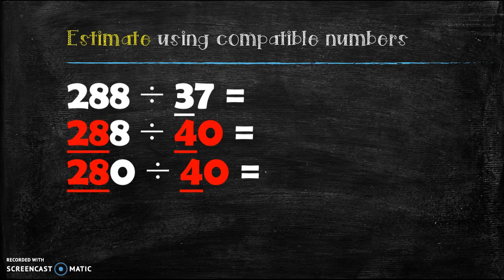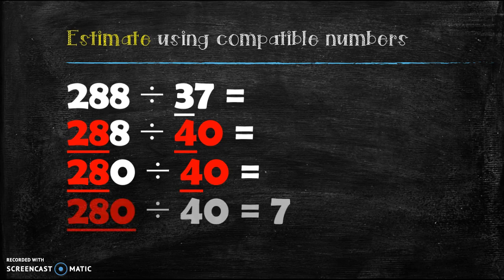So now our problem is 280 divided by 40, and that's something we can do in our heads because we know 28 divided by 4 is 7. And using the battle of the zeros strategy, we're going to cross off the 0 on one side and cross off the 0 on the other side. Do we have any zeros left? We don't, so we know the answer is 7.